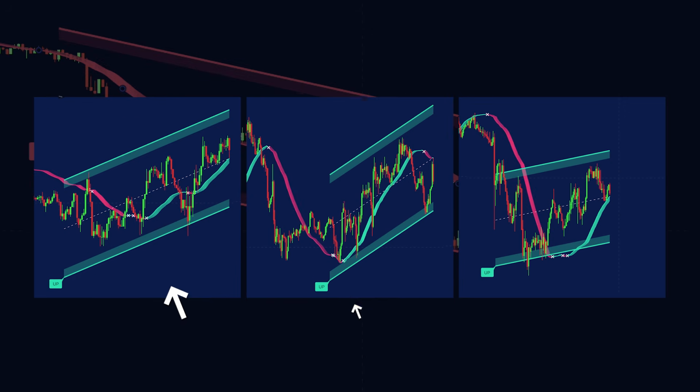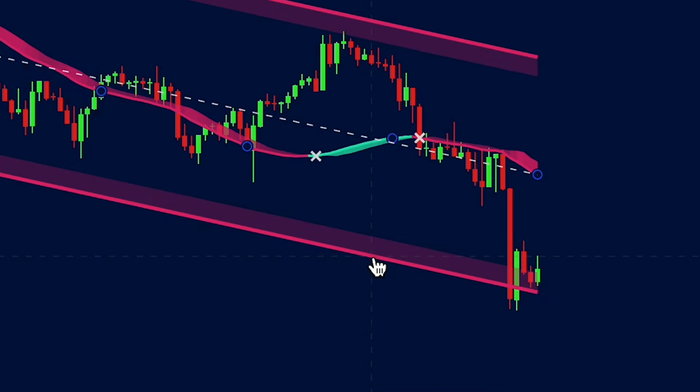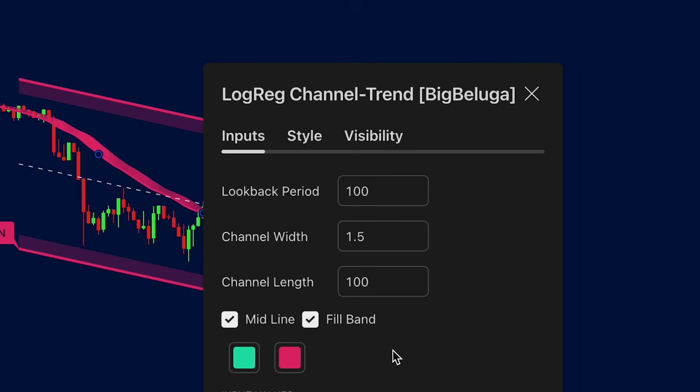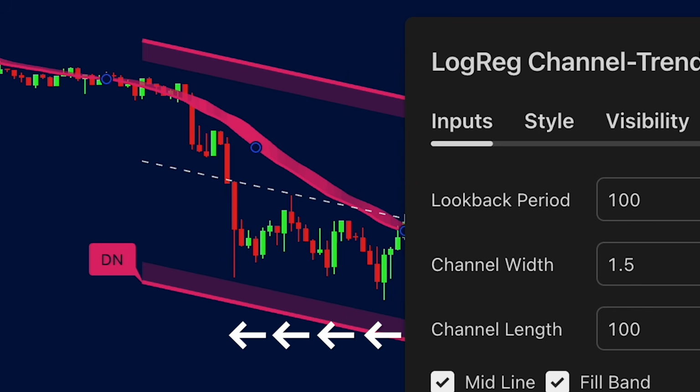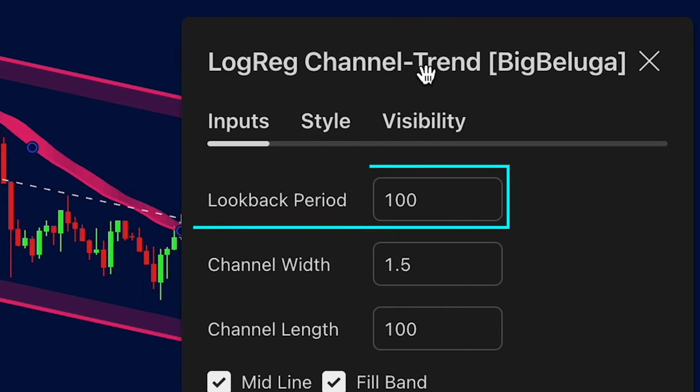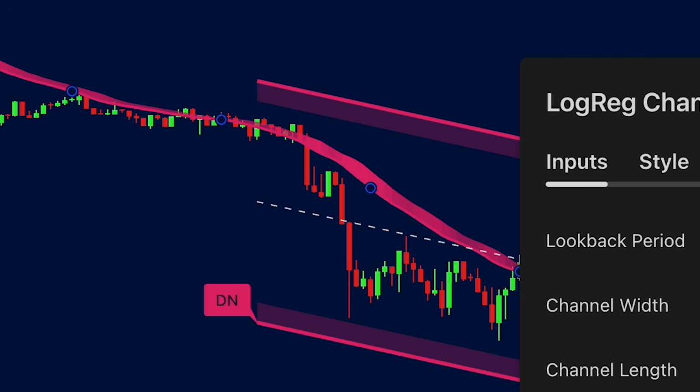Now, before I show you the strategy to trade it, let's get your settings right. Double-click on the indicator to access the settings panel. You'll see the look-back period setting, which controls how much historical data the regression uses to calculate the curve. It's set to 100 by default, and I've found that works well for most time frames as it gives you a smooth curve without being too laggy.